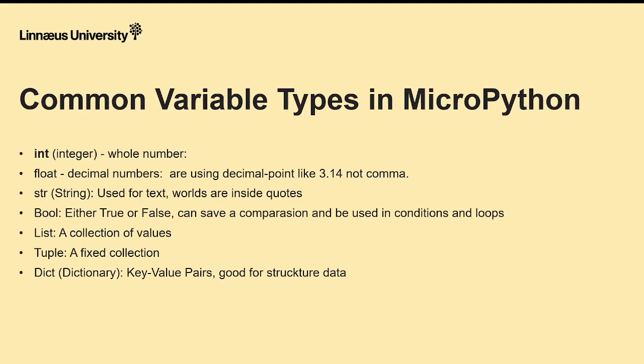Sometimes we want to store a condition or a comparison, and that's either true or false, and that's the fourth one, the boolean. And the fifth one is a list. That's a collection of values, and we can have a fixed collection that we can't change. That's called immutable. That's a tuple. And then we can have something called key value pairs, and that's stored in a dictionary.